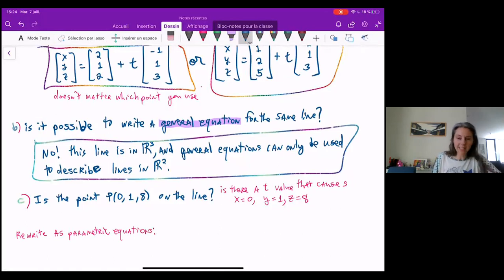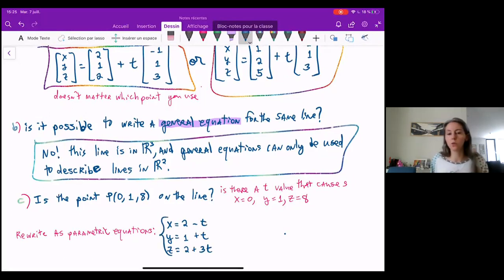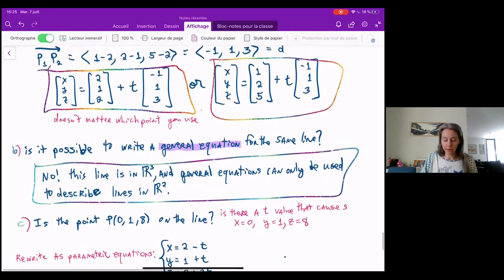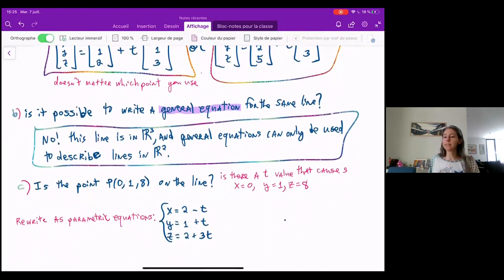So this is basically just getting rid of the little brackets for the vectors and writing the x equals, the y equals, and the z equals separately. So my x would be 2 minus t, my y would be 1 plus t, and my z would be 2 plus 3t. Now notice I went with the first equation that I used up there. I could also have gone with the second equation that I used: x is equal to 1 minus t, y would be 2 plus t, and z would be 5 plus 3t. And that would give me equations for the same line.